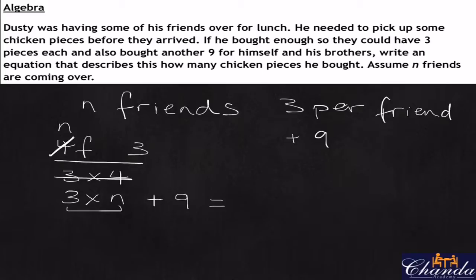3 times n, guys, is simply 3n, because when it comes to algebra, we do not use the multiplication sign. The terminology is simply to have the number and letter written next to each other, just like that. So 3n plus 9 is the equation that describes how many chicken pieces he bought altogether. Now, let's move to the next question.